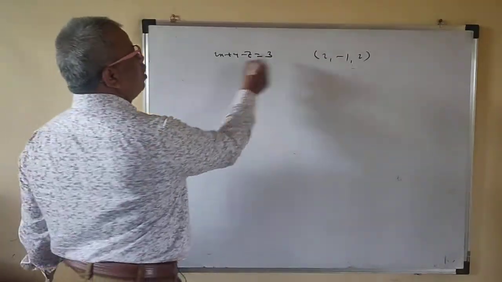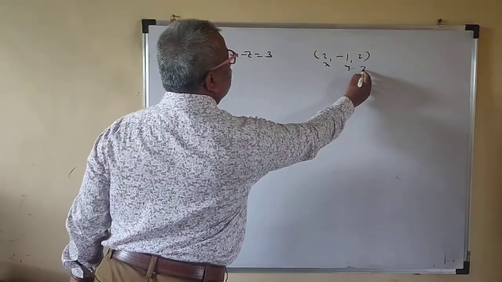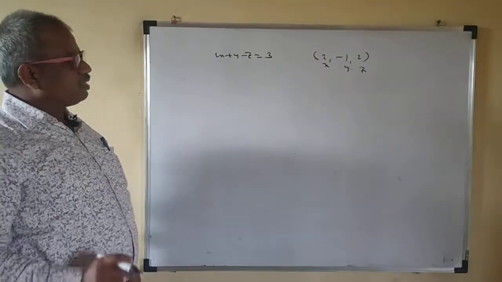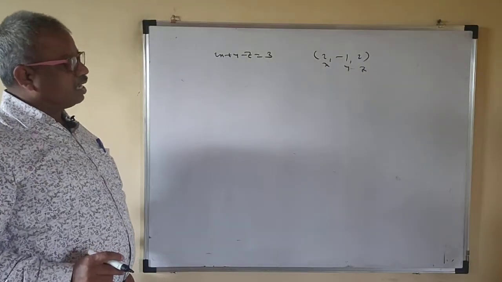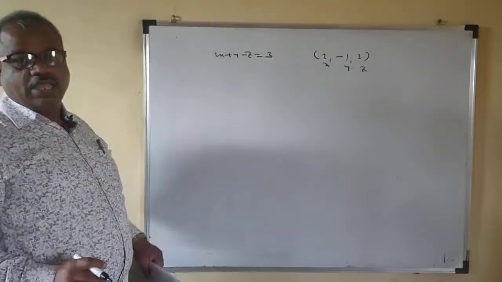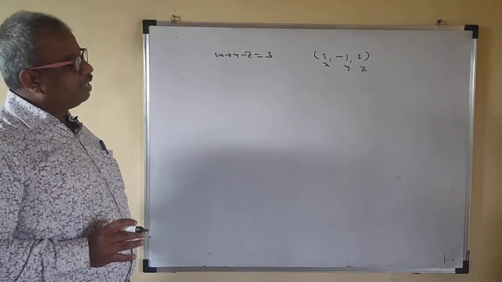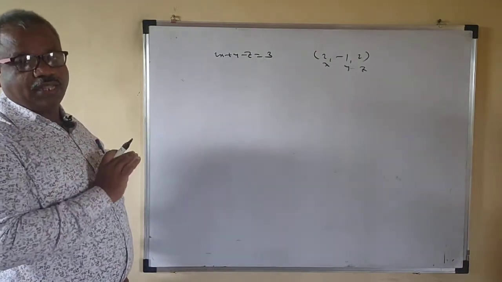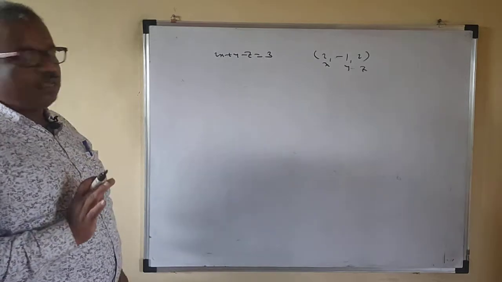So we'll check this. Put x = 2, y = -1, z = 2 in the equation of the plane. If it satisfies the equation of the plane, then this point is on the plane. Otherwise, this point does not lie on the plane.